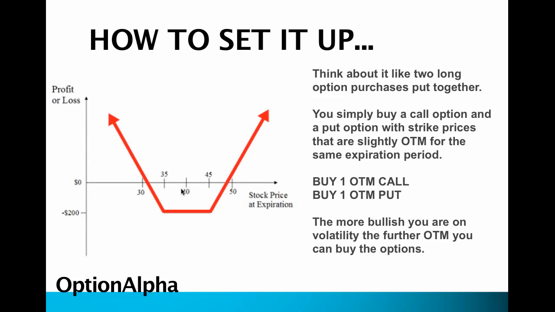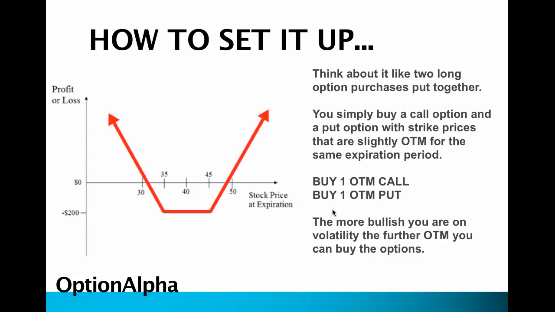So again, let's say, for example, that our stock is trading at 40. We're going to buy strike prices that are slightly out of the money for each. So for the call option, we're going to buy a strike price of 45. And for the put option, we're going to buy a strike price of 35. Again, if you don't know what out of the money, in the money, and at the money mean, check out one of our other video tutorials.